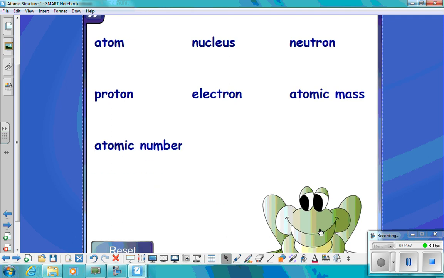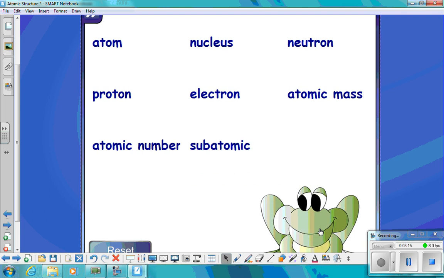The atomic number tells us how many positive charges there are inside the nucleus of an atom. So it tells us how many protons there are. The periodic table is organized by the atomic number. Subatomic. Subatomic means tiny, small things in the atom. So subatomic particles would be proton, neutron, electron.